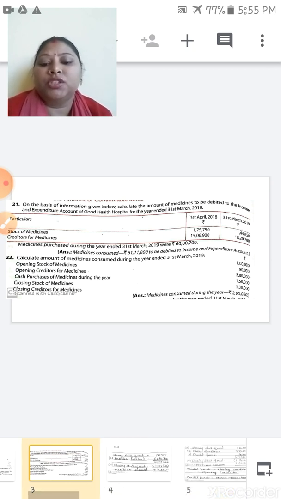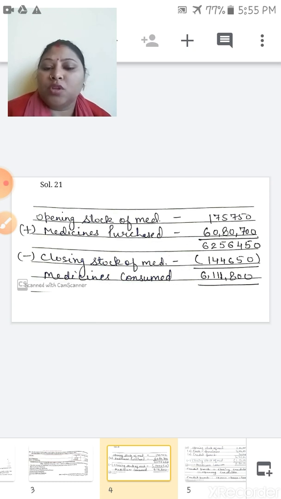Let us check the solution. Opening stock of medicine, write down the value, plus medicine purchased which is given in the additional information, minus closing stock of medicine which is given in the particulars column. The answer which comes is medicine consumed. You have to write this in the income and expenditure account, expenditure side. Okay children, on which side do you write it? Expenditure side, because medicine consumed means expenditure.